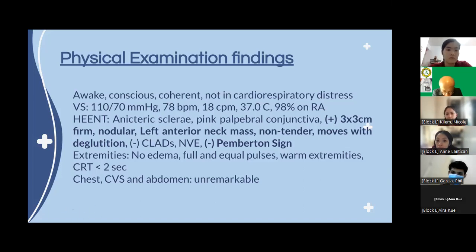Okay, so based on your physical examination, let's leave for a while the FNA part of the history, because this was done in PGH now. Assuming that you're seeing this patient for the first time, what will be your diagnosis?